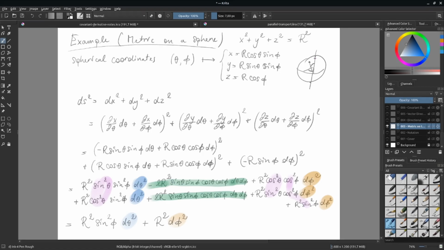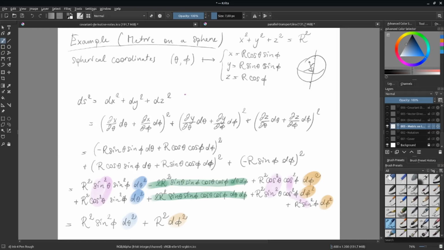Now to actually express this metric, we can always start with the Euclidean metric, because this is embedded in Euclidean space. The metric, which is simply the norm of an infinitesimal displacement, is basically the Euclidean norm, expressed as dx squared plus dy squared plus dz squared.